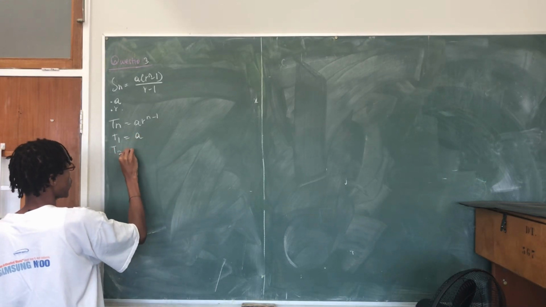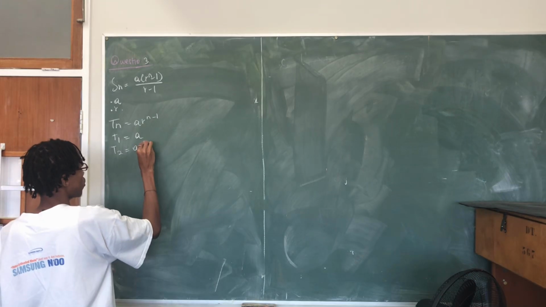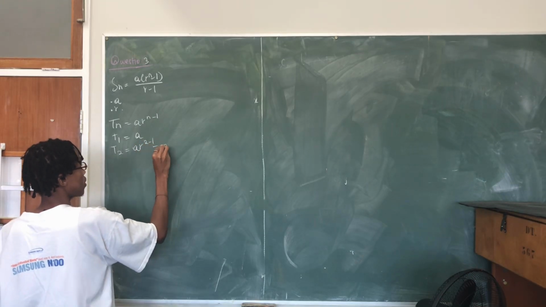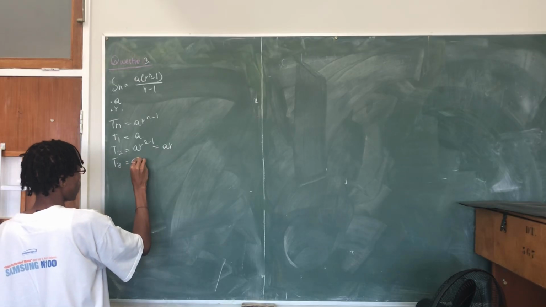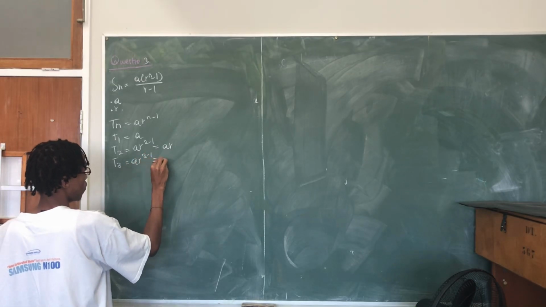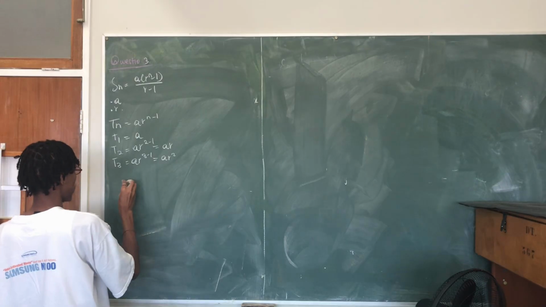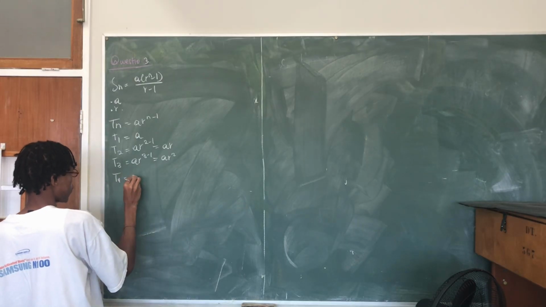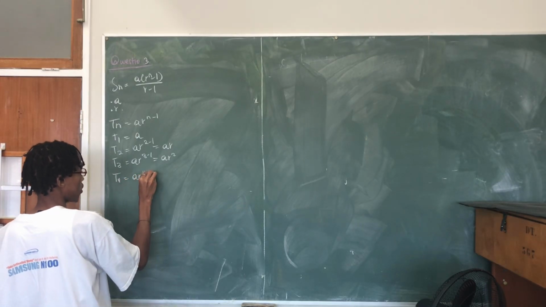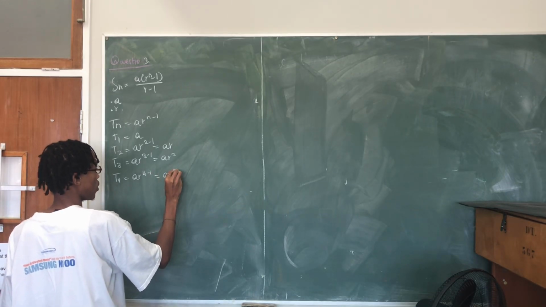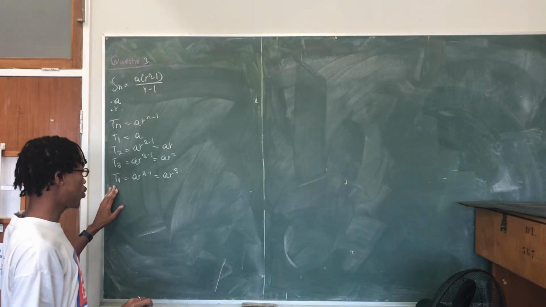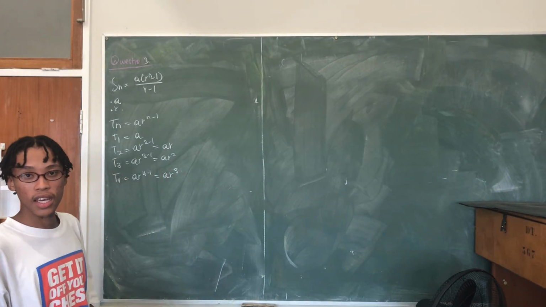Our second term is going to be a r to the power 2 minus 1, that's a r. Our third term is going to be a r to the power 3 minus 1, a r squared. Our fourth term is going to be a r to the power 4 minus 1, a times r to the power 3. And we can do that for all the terms in the sequence.